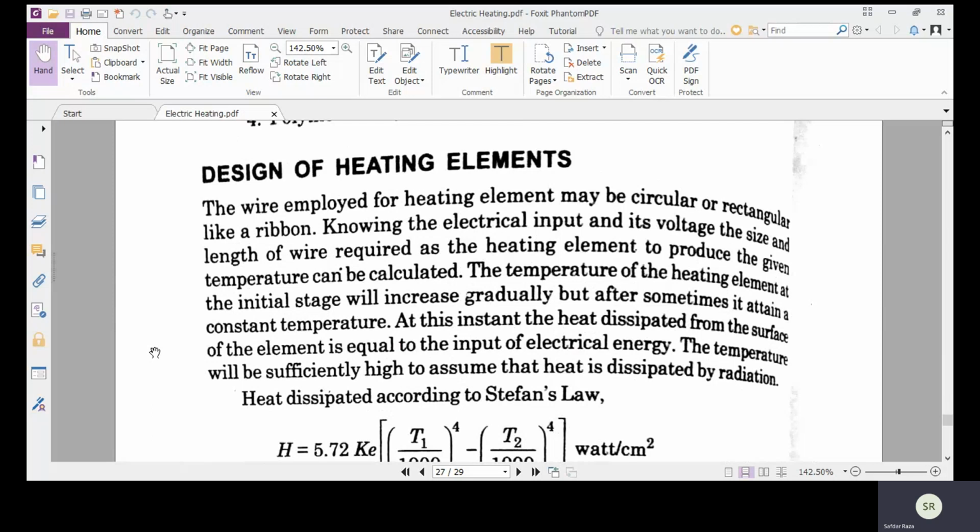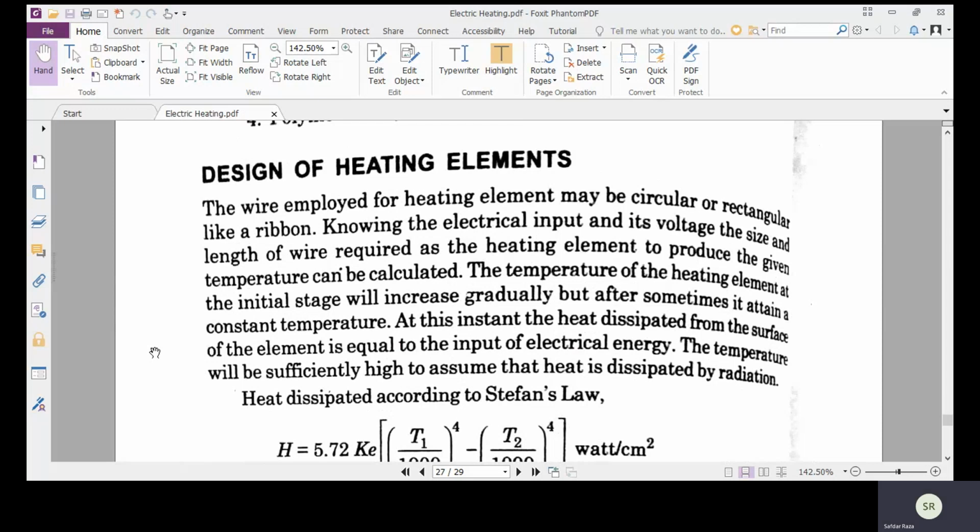Knowing the electrical input and its voltage, the size and length of wire required as the heating element to produce the given temperature can be calculated. So here he is giving us the hint that we know the electrical input and its voltage. Now what our target is: we have to determine the width or size and length of the wire, the length of the heating element, in order to get the desired temperature.